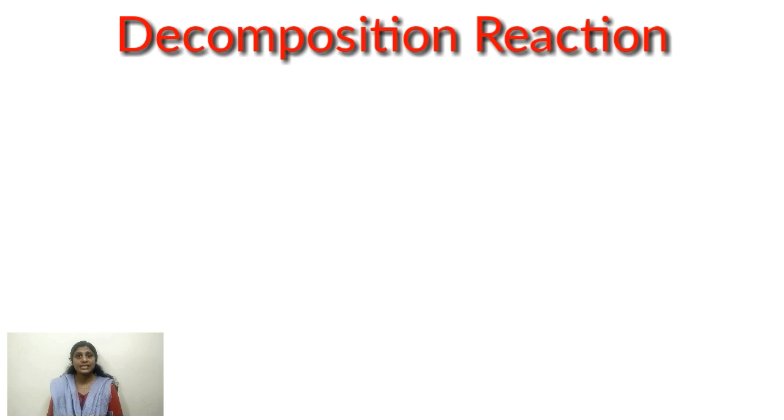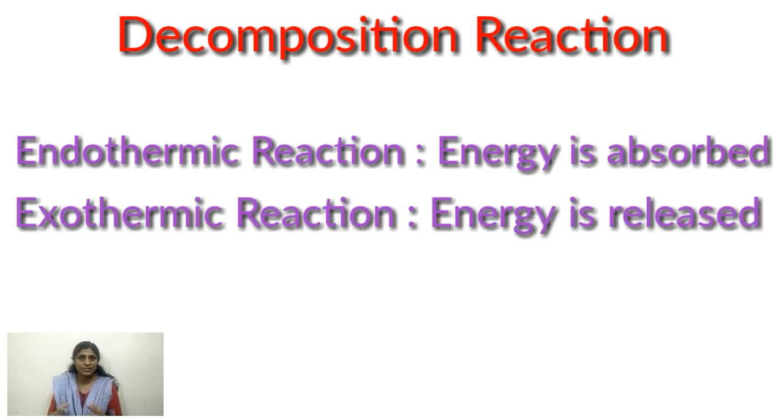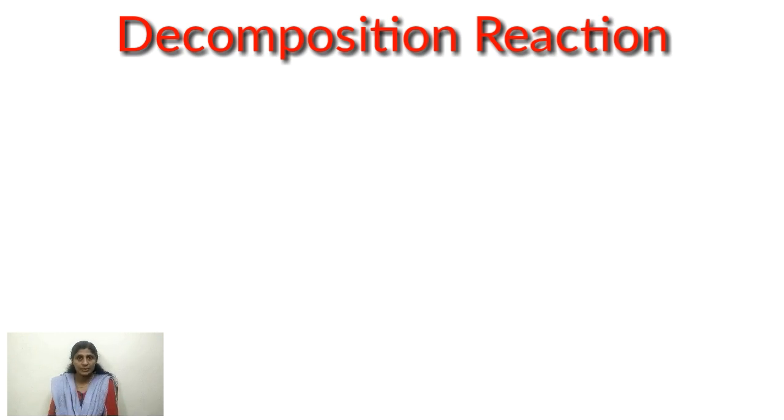We have seen that decomposition reactions require energy in the form of heat, light, electricity for breaking down the reactants. The reaction in which energy is absorbed is known as endothermic reaction. In the combination reaction, we studied exothermic reaction. In some combination reactions, energy is released during the reaction. That is called an exothermic reaction. Here, decomposition reactions need energy for the reaction to complete. Those reactions are called endothermic reactions.